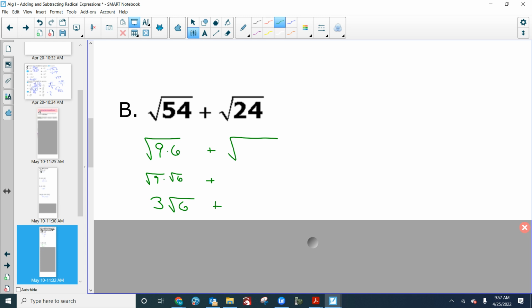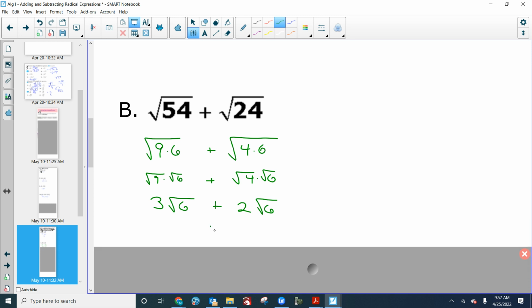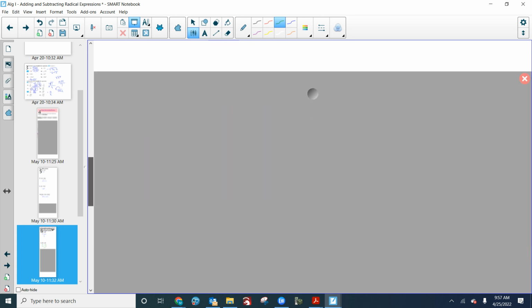Radical 24 is what times what? 4 times 6. That is radical 4 times radical 6, right? Radical 4 is 2, and then radical 6. What's 3 radical 6s plus 2 radical 6s? 5 radical 6s. 5 radical 6s. Good.